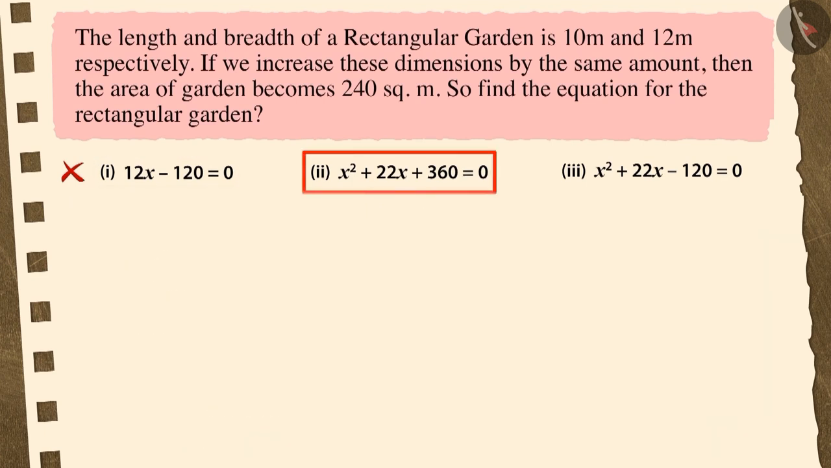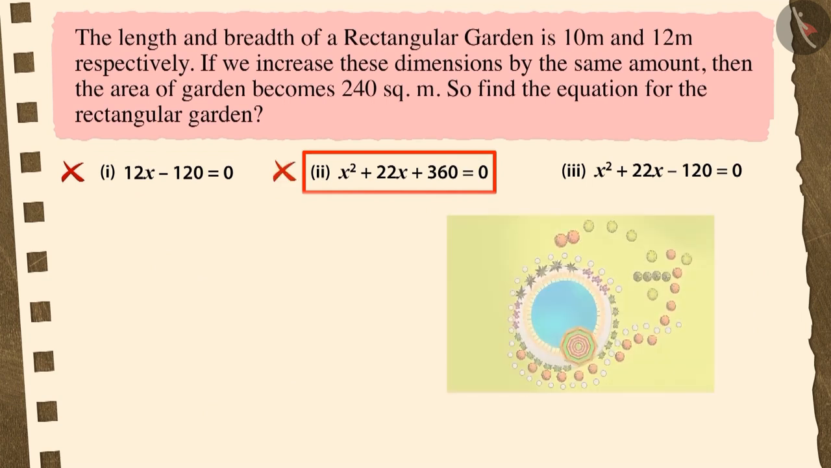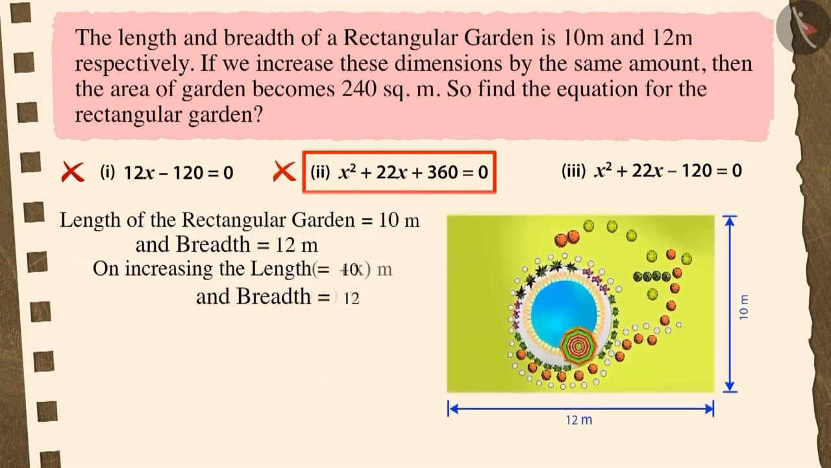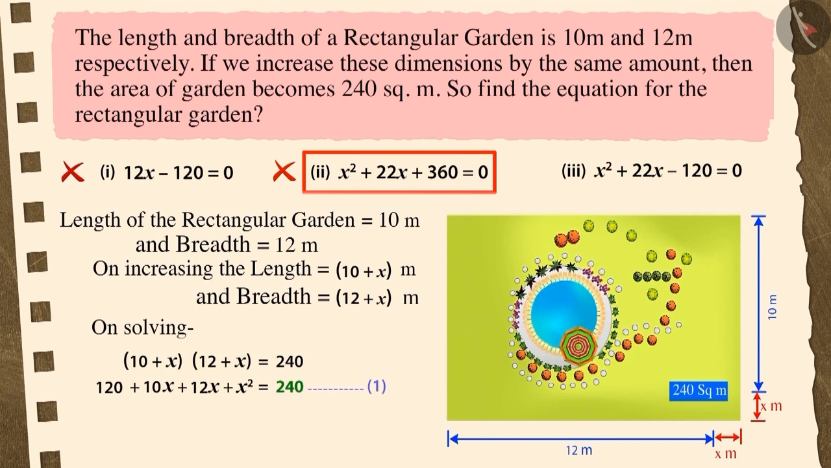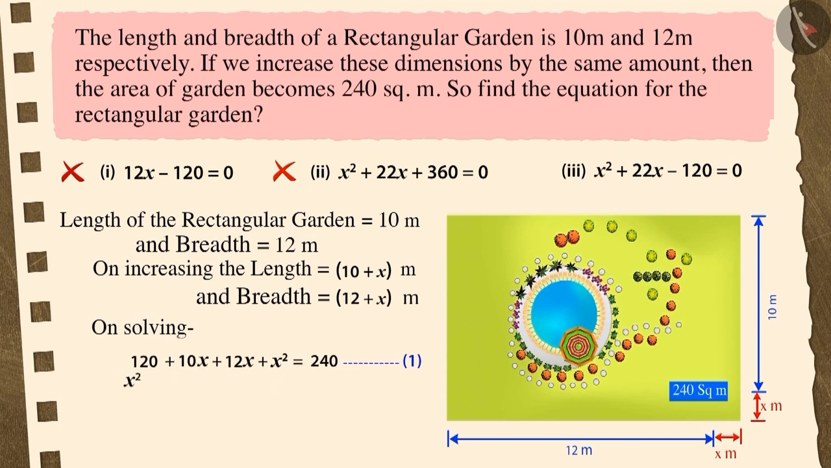If you selected option 2, then it's a good attempt. But this is also incorrect. Because to solve this question, you have increased the length and breadth. But while transposing the term on the RHS to the LHS, you didn't change the sign, due to which the answer is incorrect. Let's solve the equation.